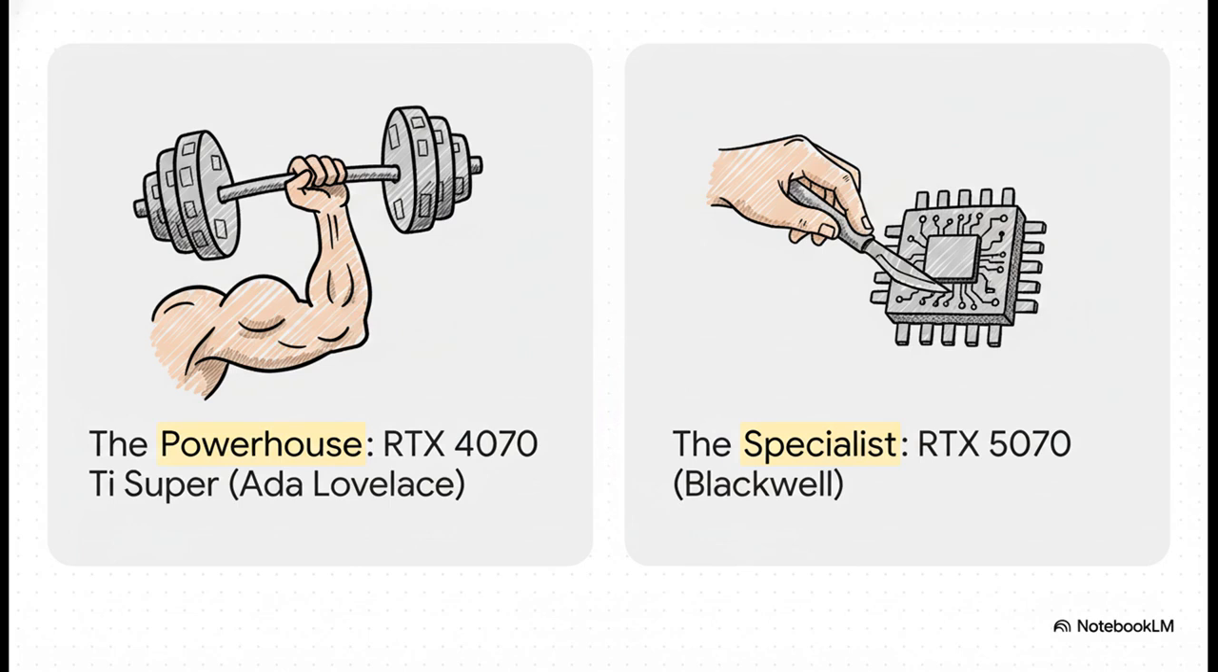So, in one corner, you've got the RTX 4070 Ti Super. This thing is a beast from the Ada Lovelace generation, known for its sheer power and tons of VRAM. And in the other corner, you have the RTX 5070, a real specialist from the new Blackwell architecture, built from the ground up for a whole new kind of AI efficiency. So yeah, it's not old versus new. It's more like brute force versus surgical precision.